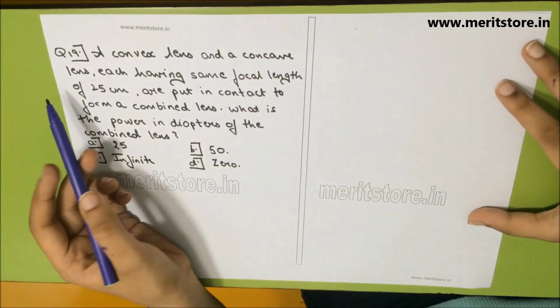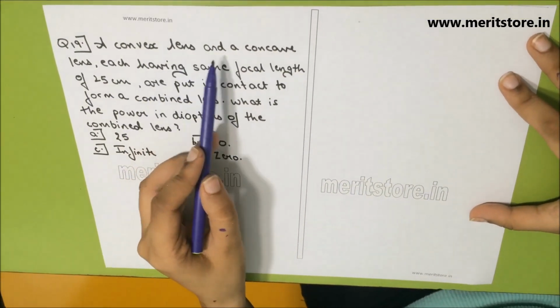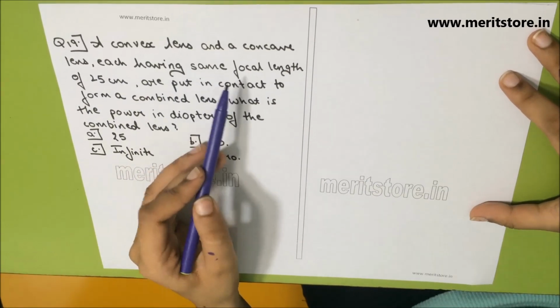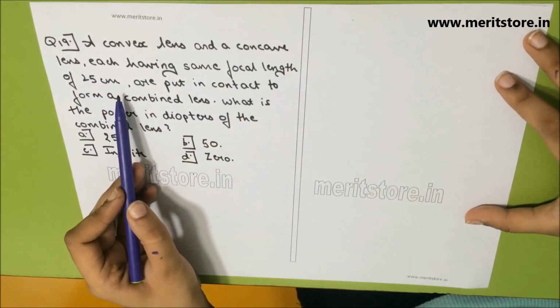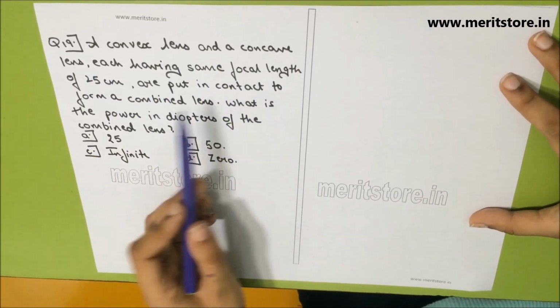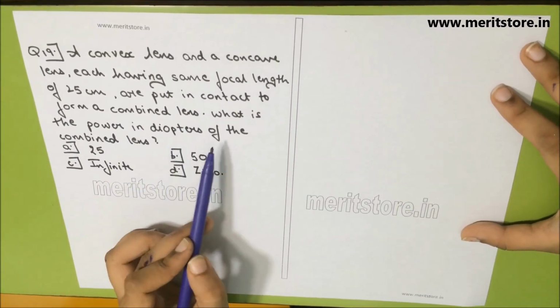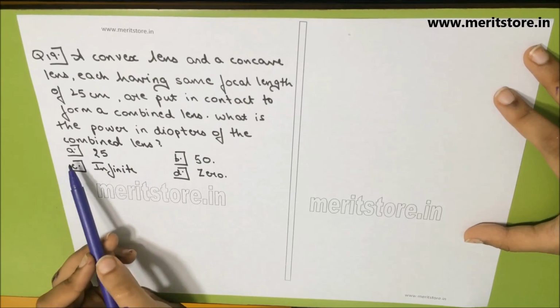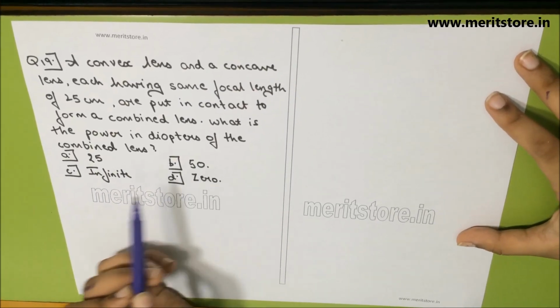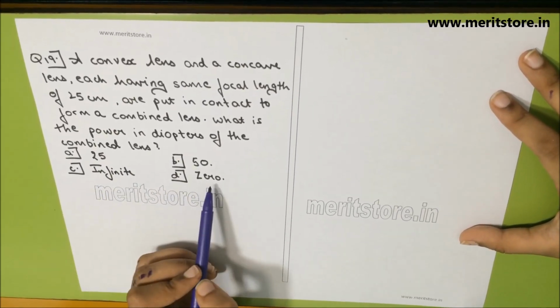Option B. Question 19. A convex lens and a concave lens, each having the same focal length of 25 centimeters, are put in contact to form a combined lens. What is the power in diopters of the combined lens? A. 25, B. 50, C. infinite, D. 0.